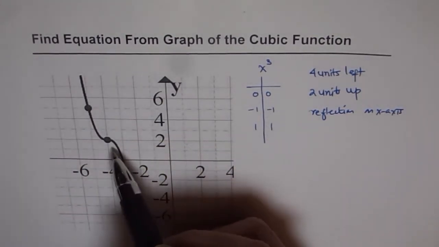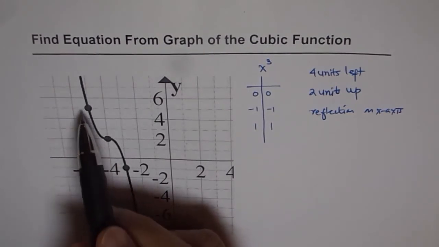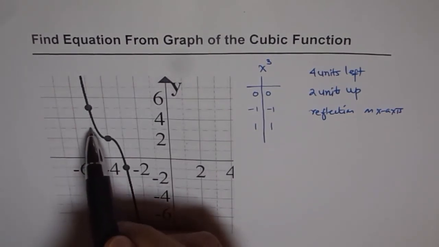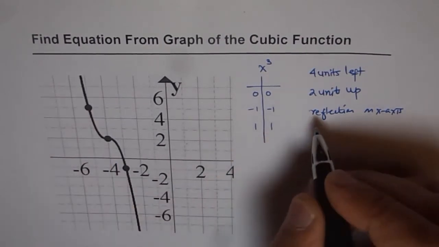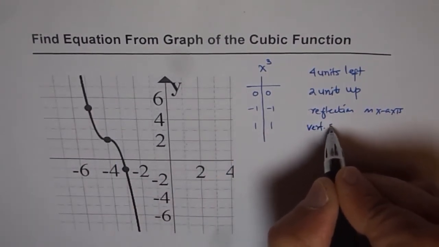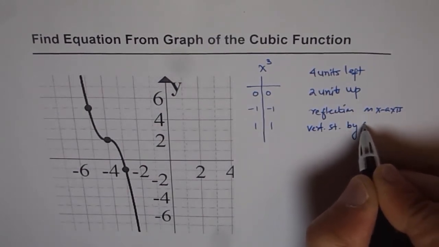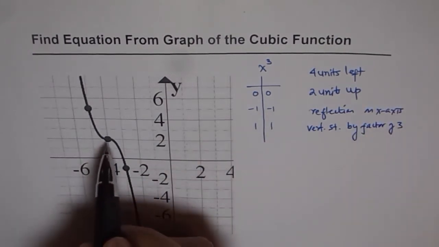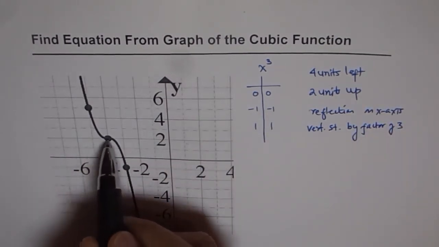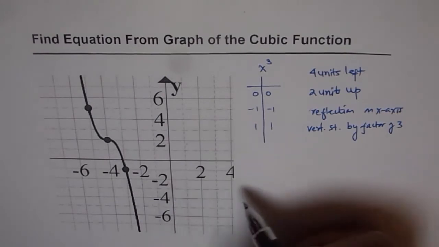Now, as far as the stretch and compression is concerned, this point, which should have been 1 unit, is actually 1, 2, 3 units stretched, right? So there is a vertical stretch by a factor of 3, and horizontally it is 1 unit away, so there is no horizontal stretch or compression in this particular case. So these are the transformations which we observe.